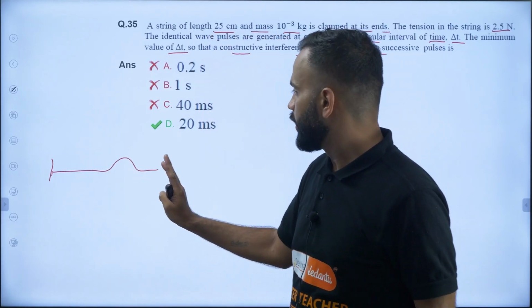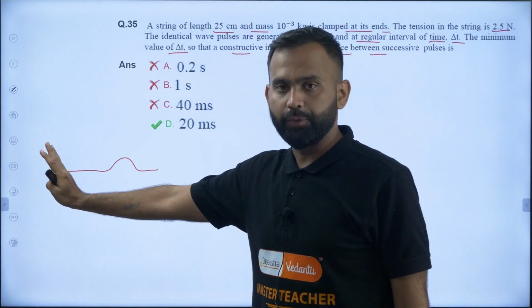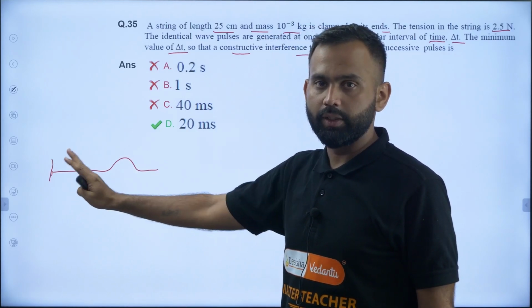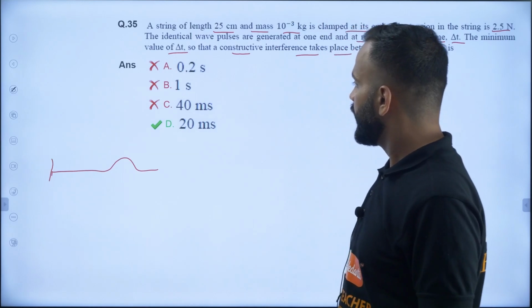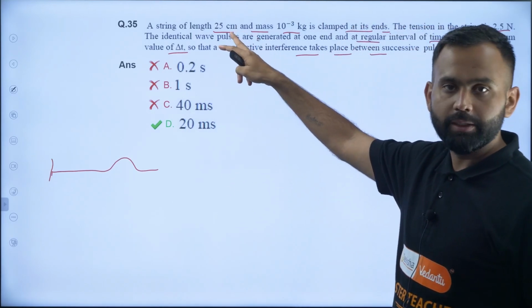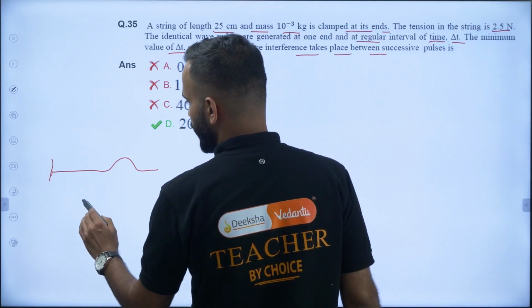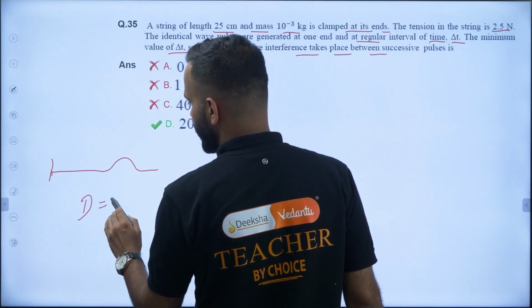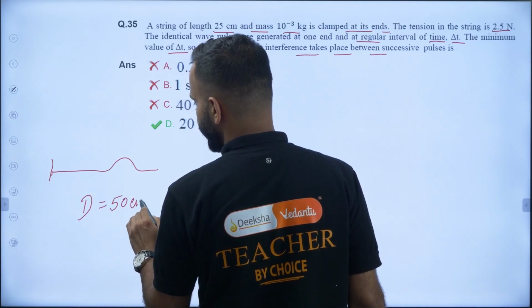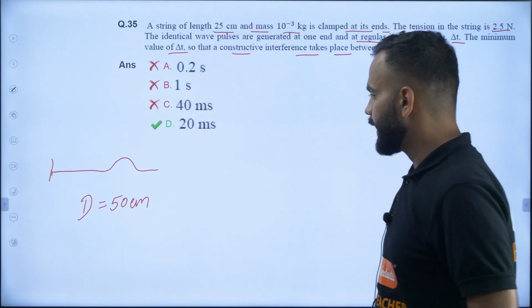The wave will move towards one end, hit it, and then come back; only then does the constructive interference take place. So what is the total distance traveled by the wave? 25 centimeter plus 25 centimeter, so that will be 50 centimeter. Distance traveled by the wave is equal to 50 centimeter. So we need to find the value of delta t.